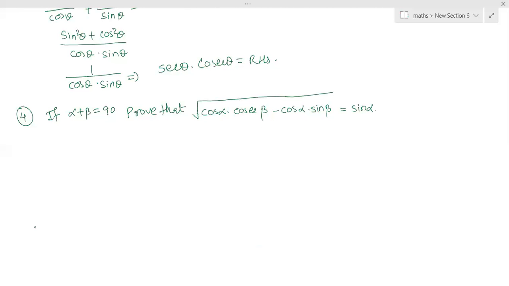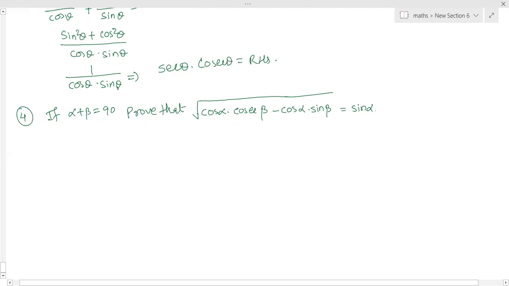Vanika, how to solve? Ma'am, yes. So alpha plus beta is 90, so it'll be... ma'am, you can write.